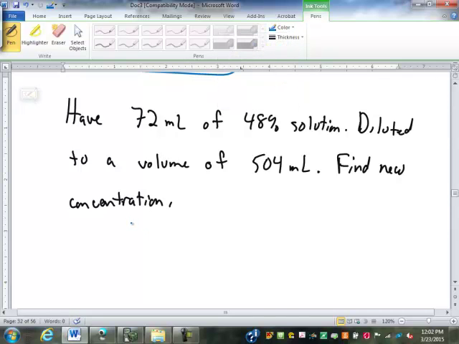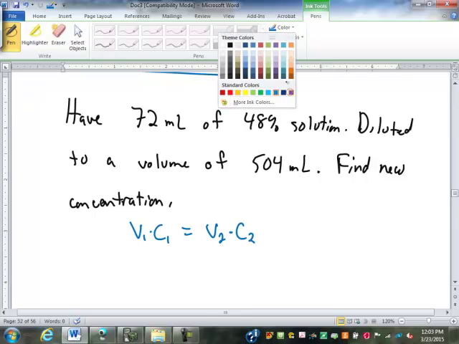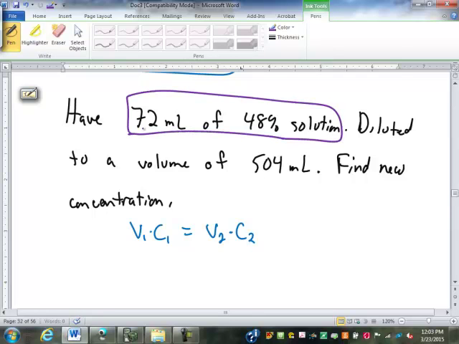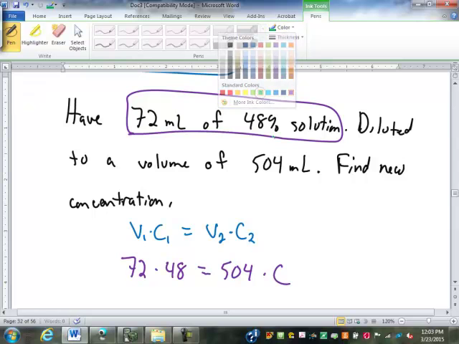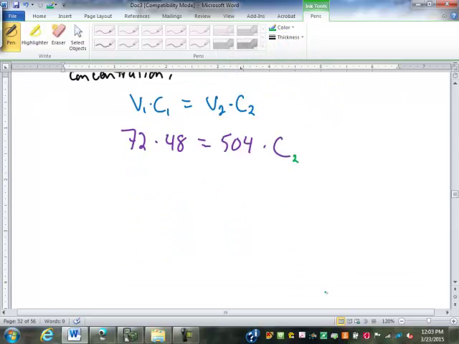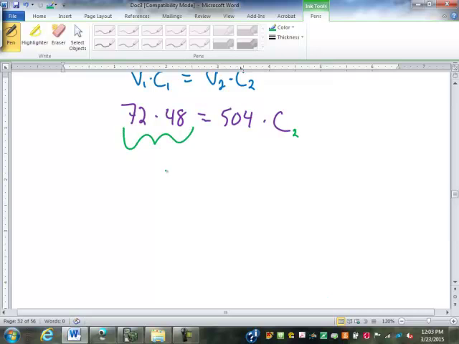Well, so again, V1 times C1 equals V2 times C2. We're going to let the 48% be our first solution here. 72 milliliters is the volume times 48% is the concentration. So 72 times 48. The volume of the second one is 504 milliliters times its concentration. I'm just going to write C there so I'm not confused with the 2. It is C2 technically. So to solve this, we have to do 72 times 48.